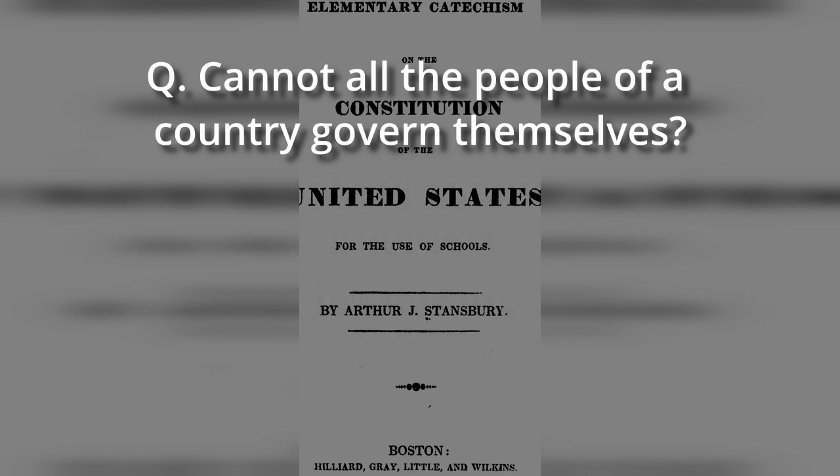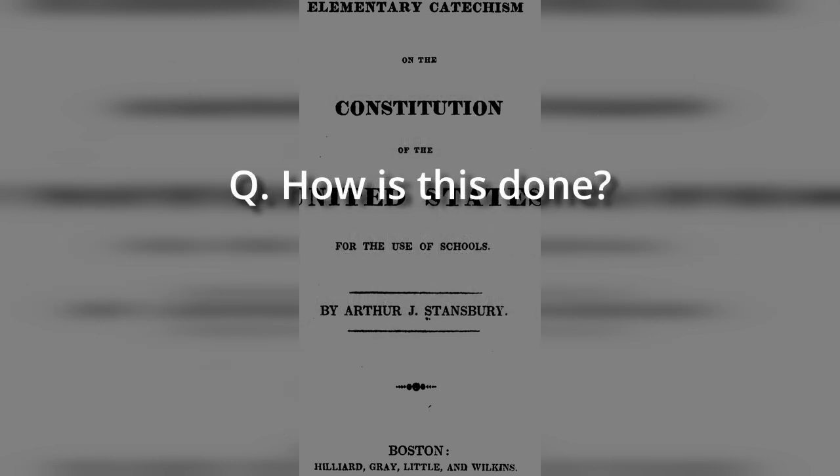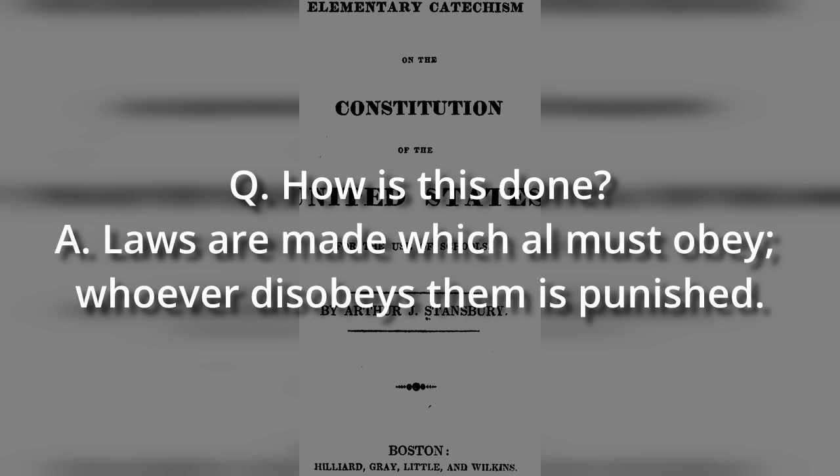Cannot all people of the country govern themselves? If every man was perfectly virtuous and knew what would be best for himself and others, they might. But this is far from being the case, and therefore, the people of every country are and must be governed. How is this done? Laws are made, which all must obey. Whoever disobeys them is punished.